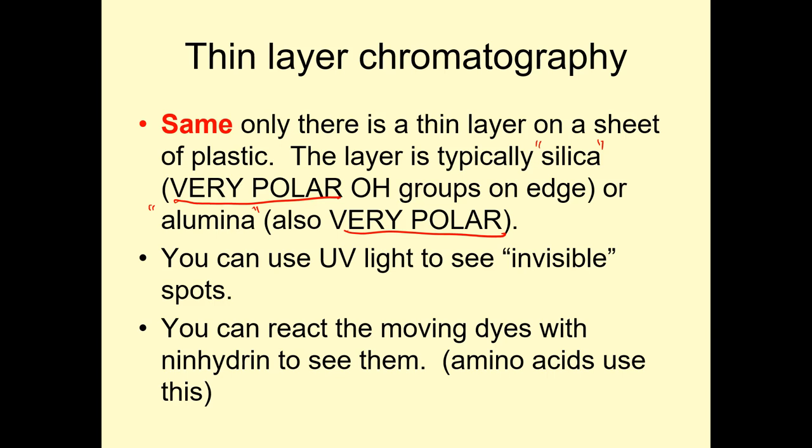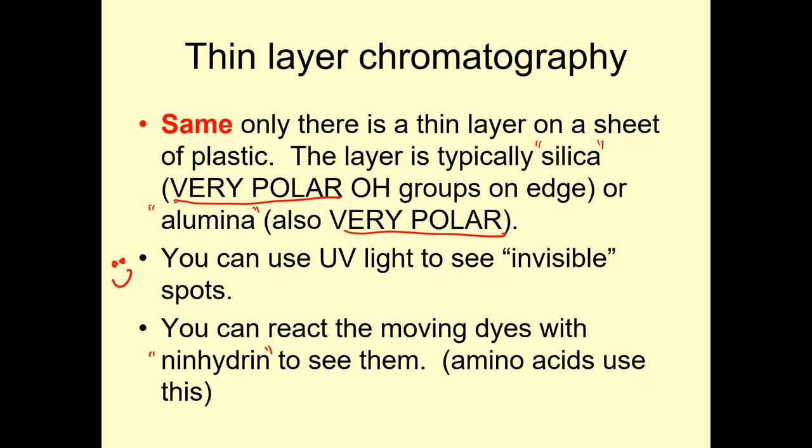And what's weird about thin layer chromatography is you can use UV lights to see the invisible spots. This is what makes thin layer chromatography useful and unique. Not everything that moves you can see. Not everything has a color. And then you can react the moving dyes with ninhydrin. Again, I don't believe you need to know the word ninhydrin, so when I put it in quotes here, you can just say stuff.